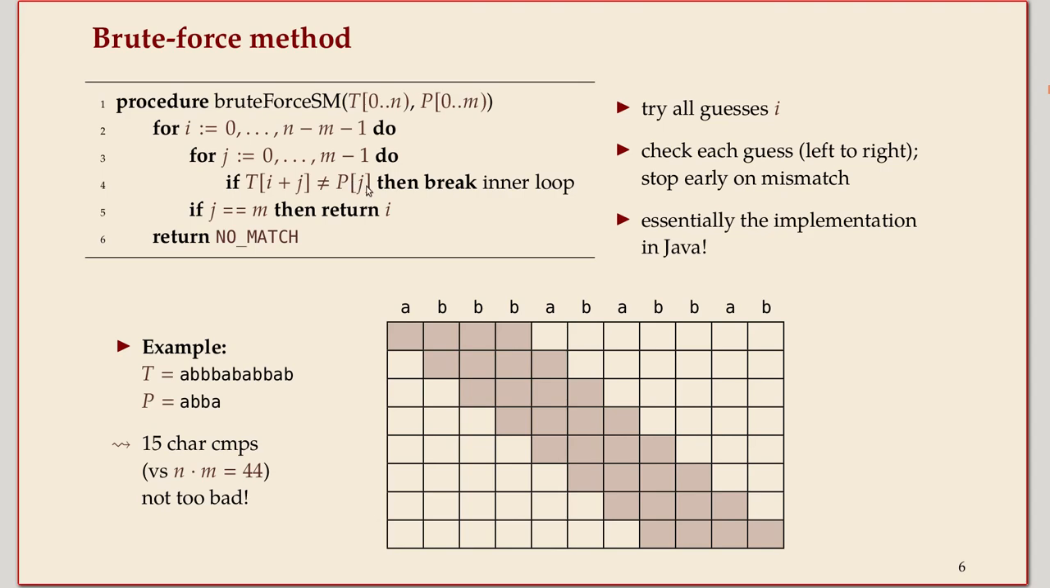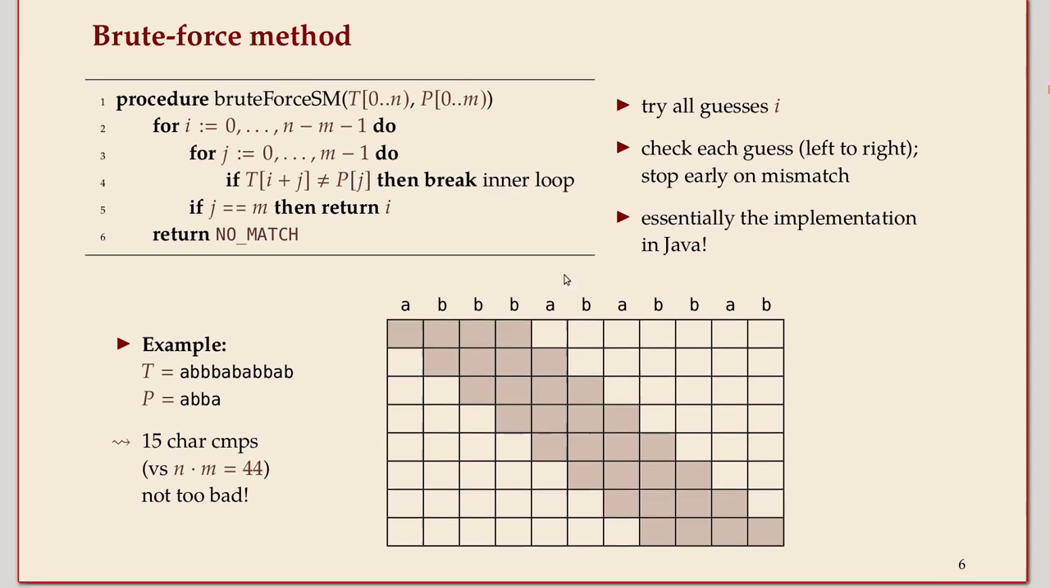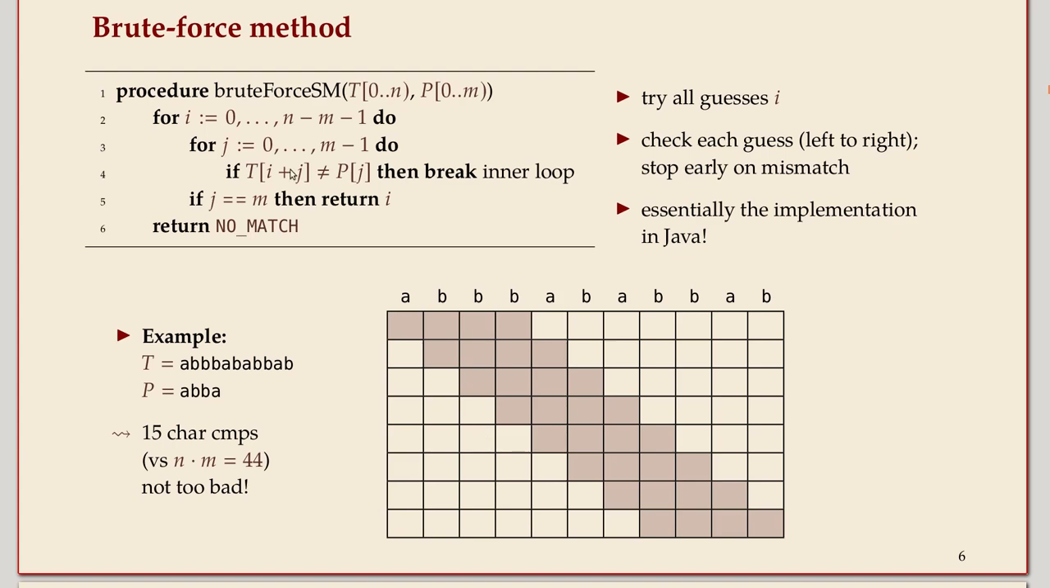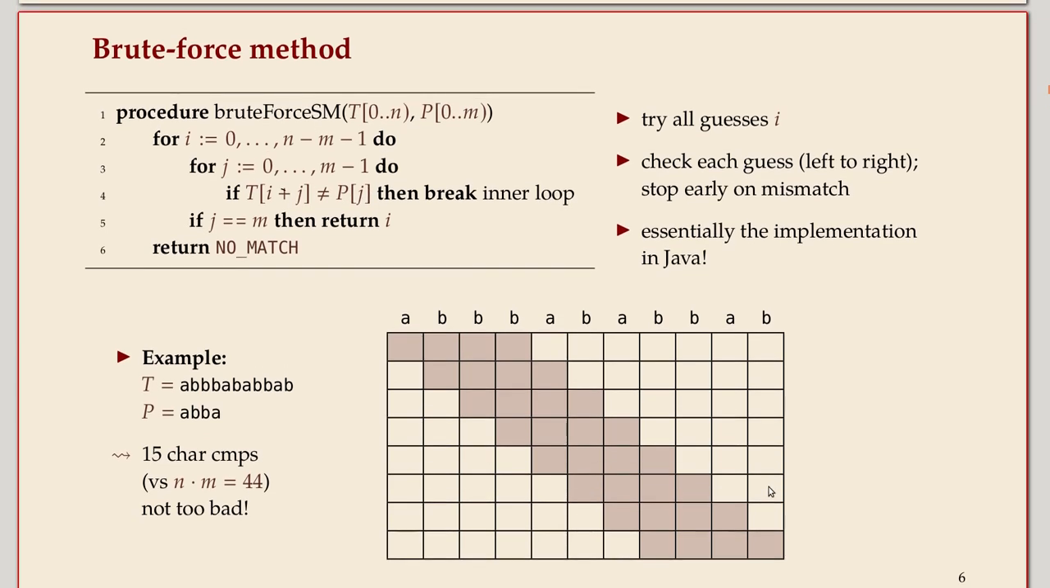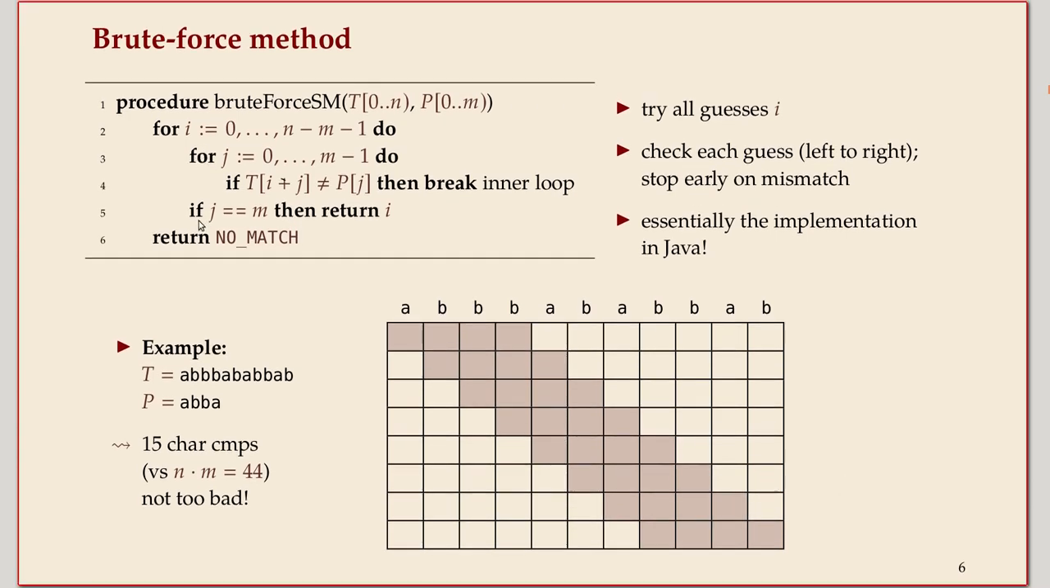If I found one mismatch, I can quit that loop and go to the next guess. But if I have a match, I have to continue checking the whole pattern. If at any point in time I found all the characters of a pattern, then I found the first match and I can return the guess that yielded this match. And if I go through the whole outer loop without ever finding a match, then there was no match. Okay, easy enough.